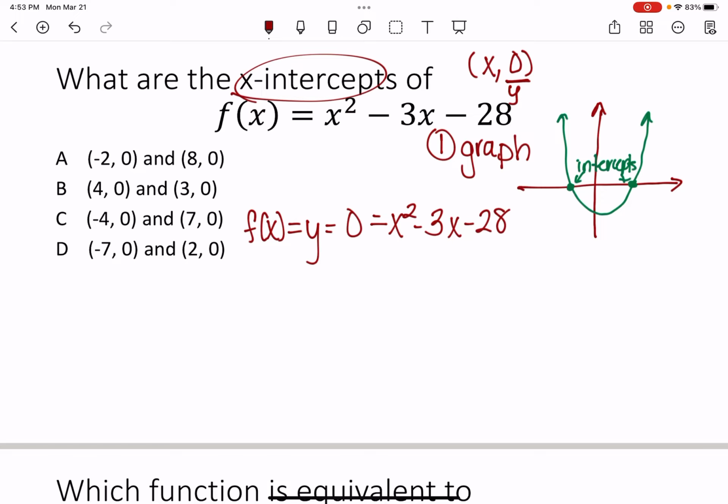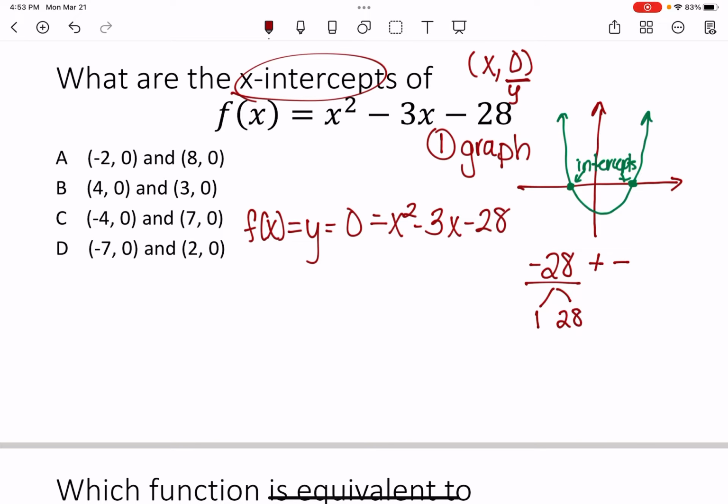Now I'm going to look at minus 28 and find two factors of 28 that add up to -3. Since this is a negative, I know that I have a positive and a negative factor. So let's list out the factors of 28. I have 1 and 28, 2 and 14, 4 and 7. And in this case, my b value is -3. That's negative, so I'm going to make my bigger factor negative. So this is going to factor into 0 equals (x plus 4) times (x minus 7).